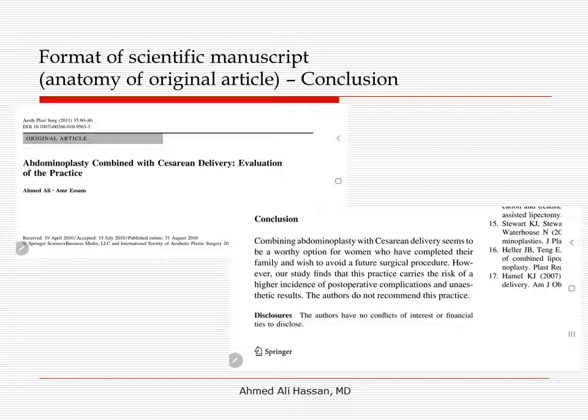This is followed by the outcome of the research. However, our study finds that this practice carries the risk of a higher incidence of post-operative complications and anesthetic results. Okay, and followed by a last sentence of a recommendation. The authors don't recommend this practice. So this is a good example of a good conclusion.